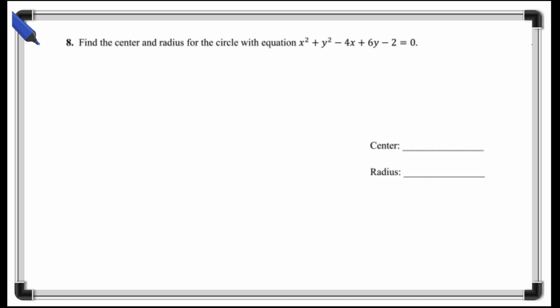So the first thing we want to do is get our similar terms together and then move the constant to the other side. So we're going to put x squared and then minus 4x together. We're going to leave some space here, and then we're going to get y squared plus 6y, leave some space. We are going to move the constant to the other side, which means we're going to take this 2 and add it to the other side.